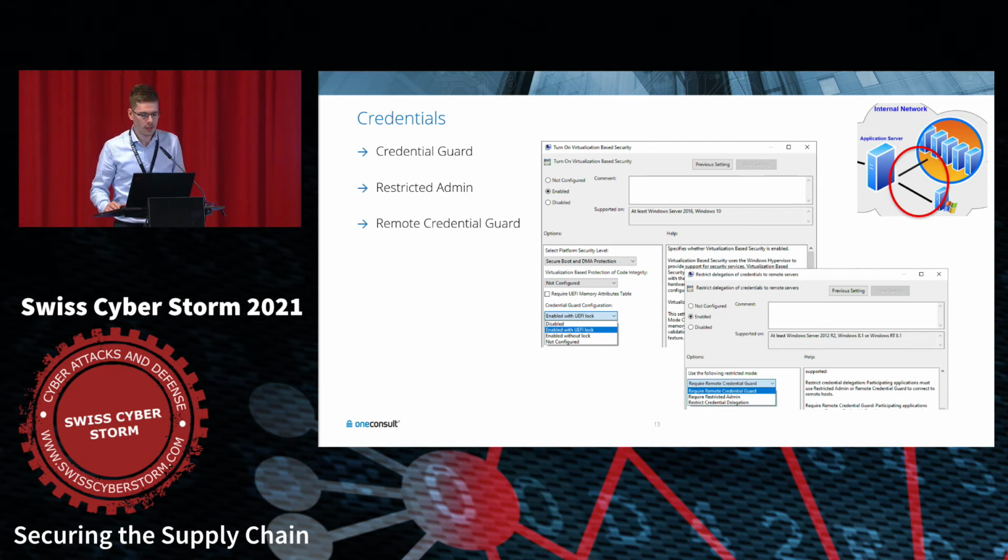There is also a feature called Remote Credential Guard. This needs at least Windows 10 or Windows Server 2016. In this case, remote desktop is only possible with Kerberos authentication. This means that no NTLM hashes are on the target system. Only Kerberos is used.